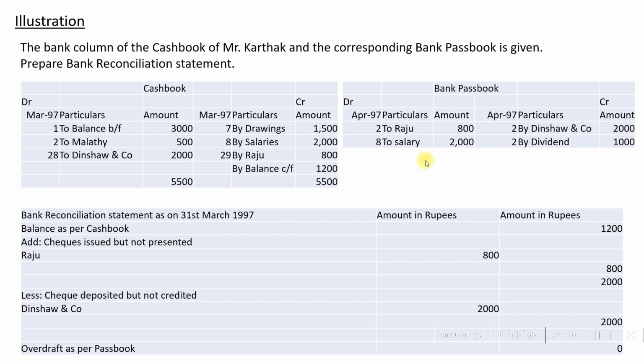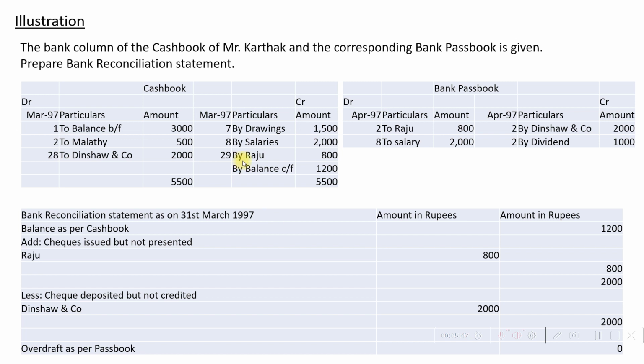But in the passbook, it is not there. It only appears on 2nd April 1997. So in the bank reconciliation statement we will say: checks deposited but not credited, that is, Dinshaw and Company for rupees 2000.